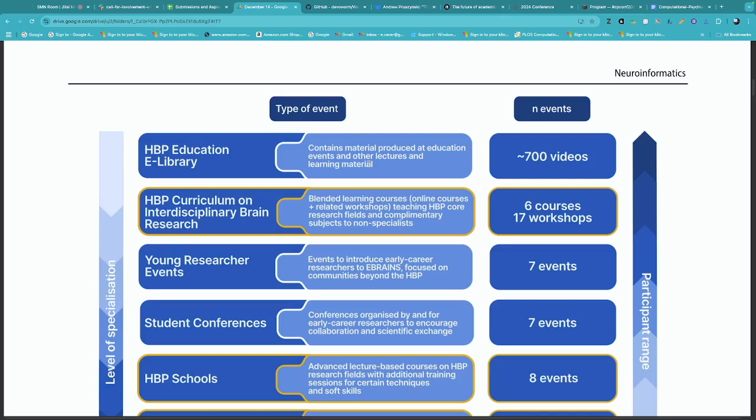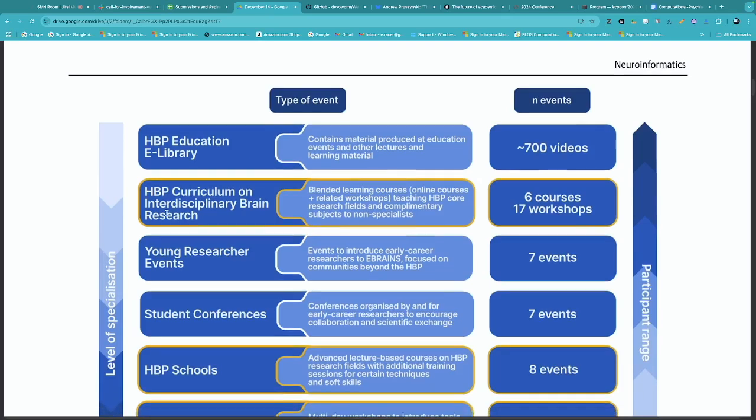So this is a very large number of potential training events that people can visit and interact with. The second one is the Human Brain Project curriculum on interdisciplinary brain research. This is where you have blended learning courses, where you have online courses with related workshops, teaching core research concepts and complementary subjects to non-specialists. And this involves 6 courses and 17 workshops. So again, plenty of opportunities to interact.